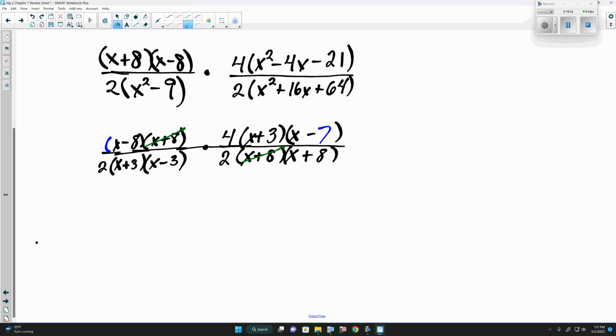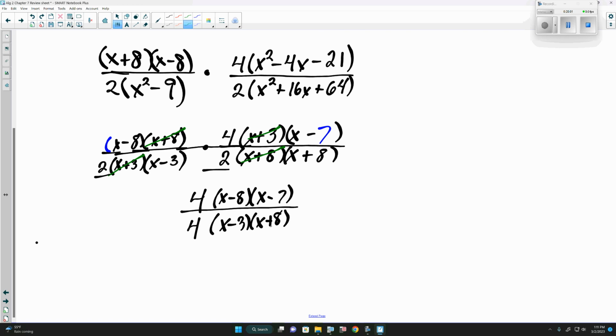We also have what? On top and bottom. So, parentheses wise, on top we have x minus 8, x. And then we have the 4 out front, yes? In the denominator, we have 2 times 2, which is 4, times x minus 3 times x plus 8, thank you. Otherwise, it would have canceled.